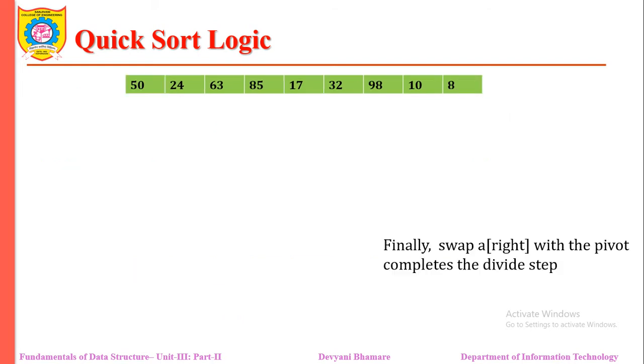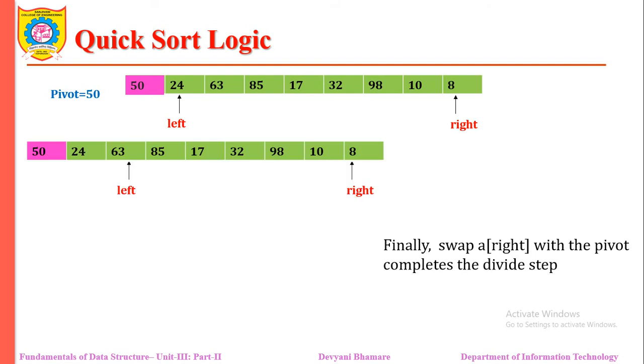Let me see here. Initially the pivot element 50 is considered, left is pointing to the left-side element and right is pointing to the right-hand side element. So we are comparing: left is increased by 1, meaning is 24 greater than 50? No, then we need to increase the left. Is 63 greater than 50? Yes, then we need to stop. Now here we get 8 is less than 50. Yes, then we need to stop.